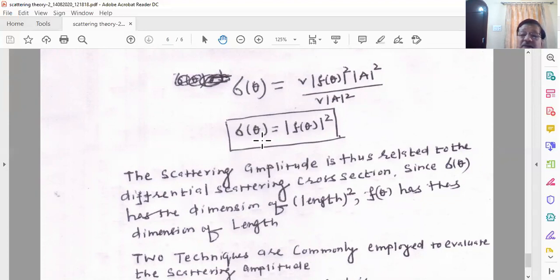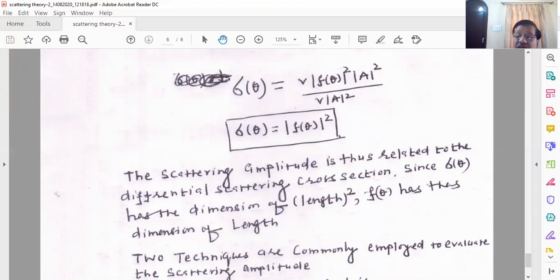Please remember that sigma theta, the differential scattering cross section, has the dimension of length squared. So the dimension of f theta will be length. The dimension of the scattering amplitude will be length.